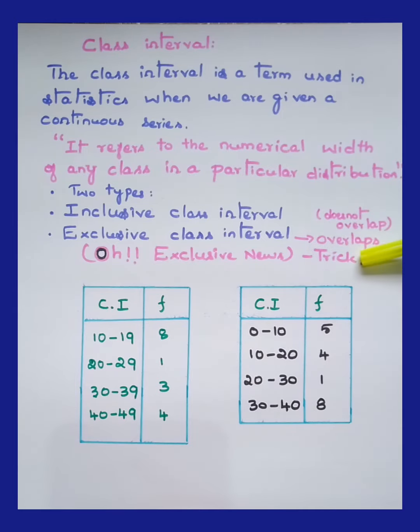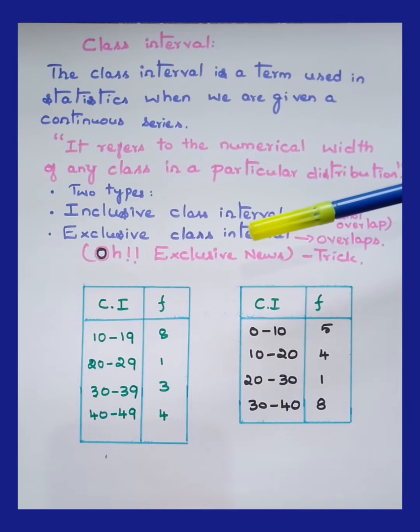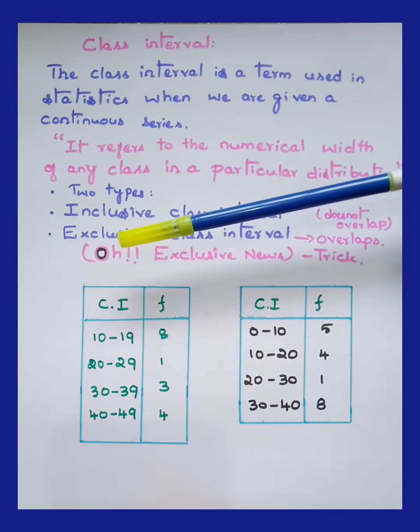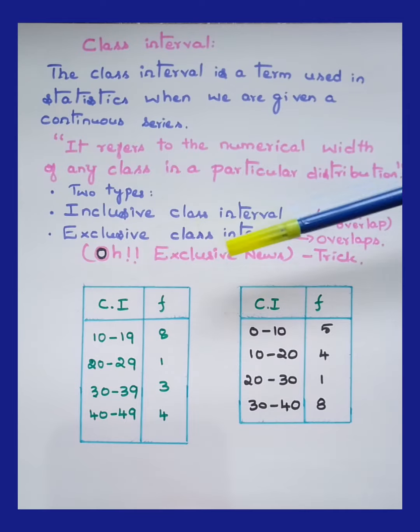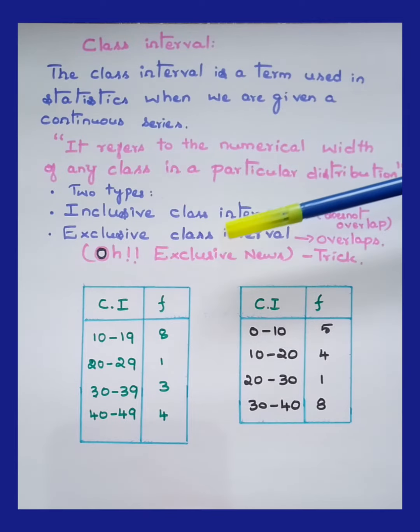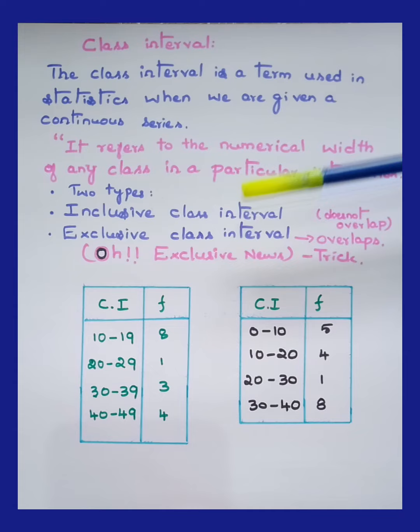Before that, there's a small trick to remember this. If it is exclusive news, how do we say that? We say it with josh, right? We say it with full energy, like, "Ho, is that exclusive news?" Just remember this "ho". So "ho" stands for overlap. If it overlaps, ho, it is exclusive. If it doesn't overlap, then that is inclusive.